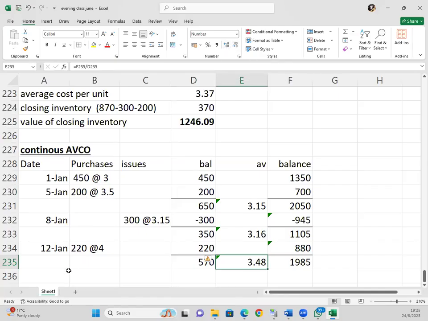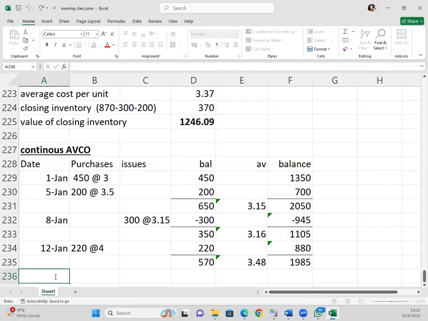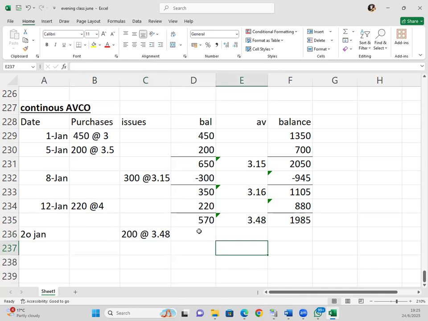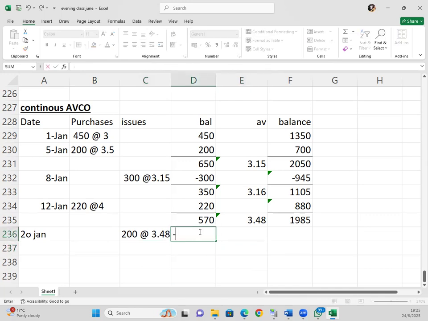And let's move on. The next date after the 12th, the 20th of January. What happened on the 20th of January? How many units? So I'm supposed to say 200 at what? Are you sure? It's average. So remember, for the sales, we make them at average. So for the sales, you multiply with the last average.